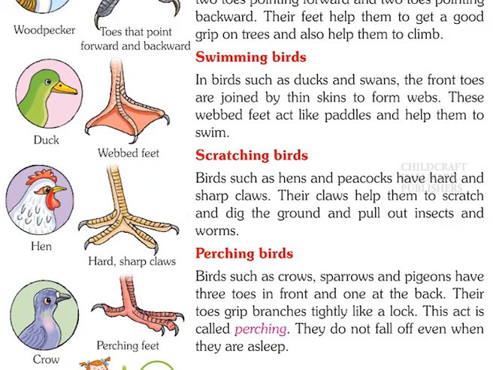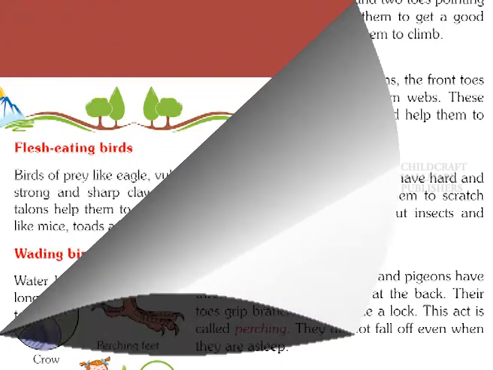Perching birds. Birds such as crows, sparrows and pigeons have 3 toes in front and 1 at the back. Their toes grip branches tightly like a lock. This act is called perching. They do not fall off even when they are asleep.